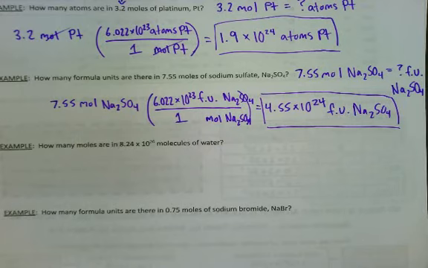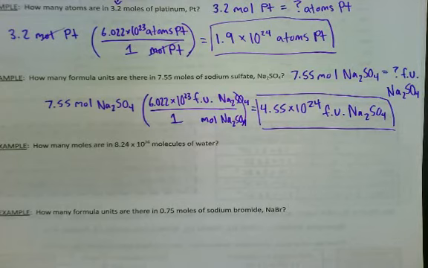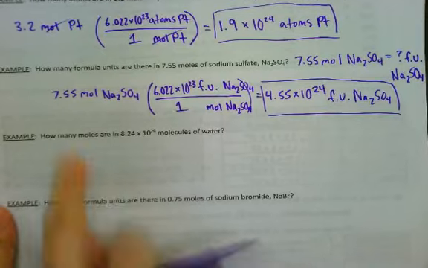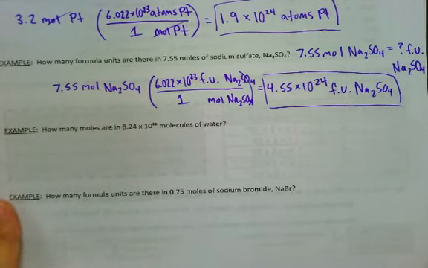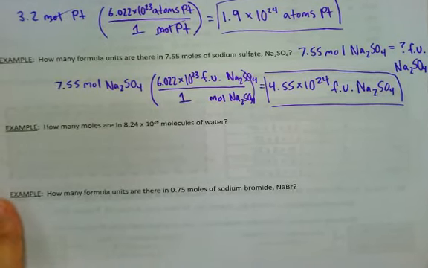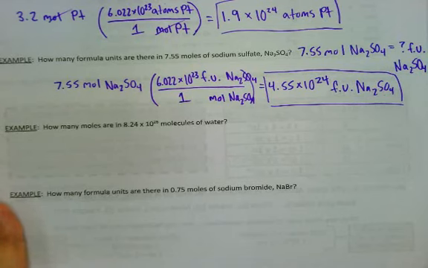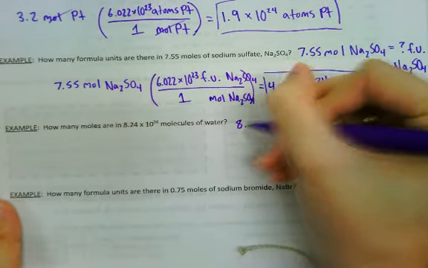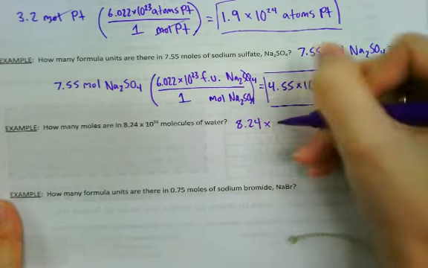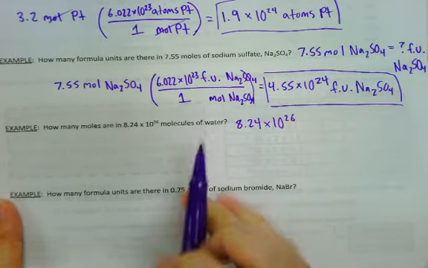Okay. We're going to go ahead and do a particle to mole conversion then. We're going to go from molecules to moles, and we're going to learn the abbreviation for molecules. So, okay, our question here asks us how many moles are there in 8.24 times 10 to the 26 molecules of water. So again, I'm going to go ahead and write out what I know.